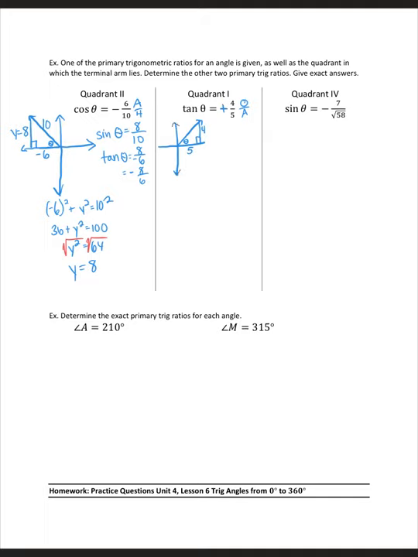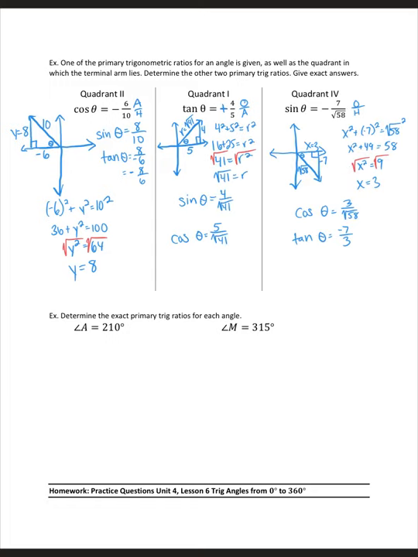Okay, so now we know two sides, but in order to do all of our primary trig ratios, we need to identify that third side, which is r. So go ahead and pause the video and finish working through this one, identifying the other two trig ratios, and then try that third example with the sine theta in quadrant 4.